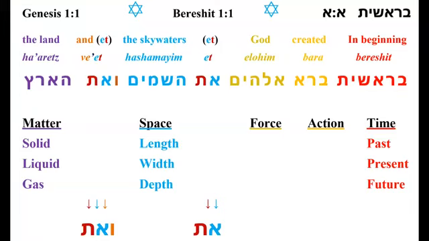So this et, whatever it is, it actually shows up twice in Genesis 1:1. It must be important. Okay? So let's see, we got time, space, maybe we got that one taken care of.